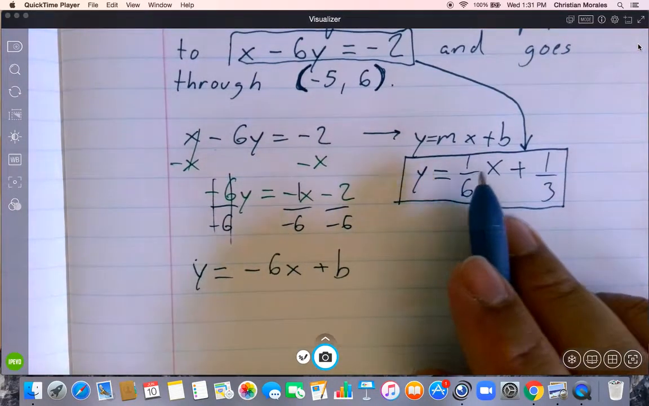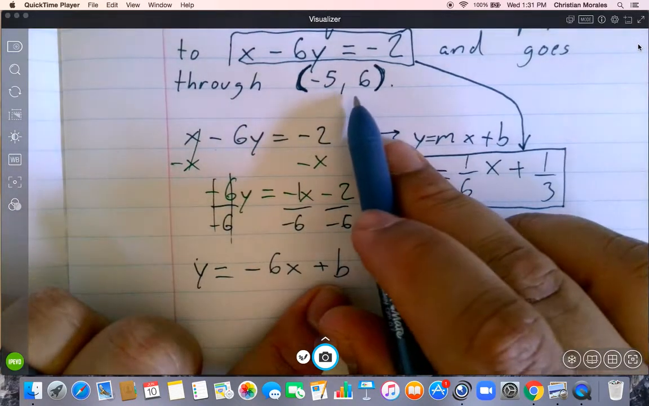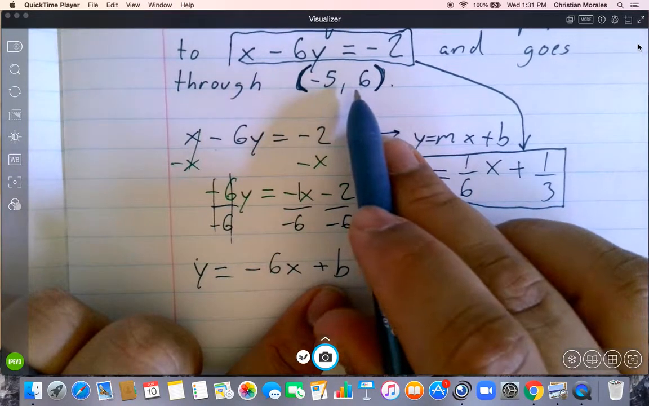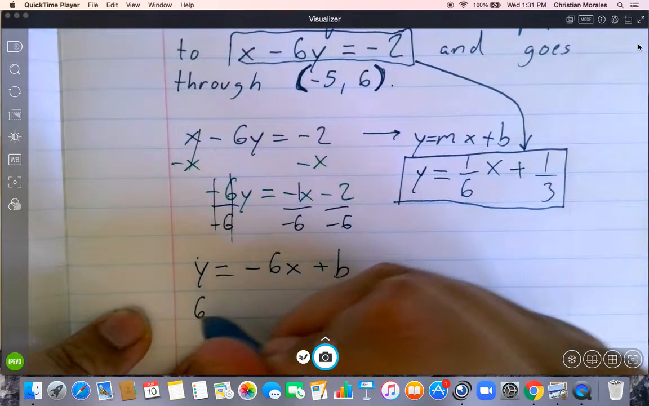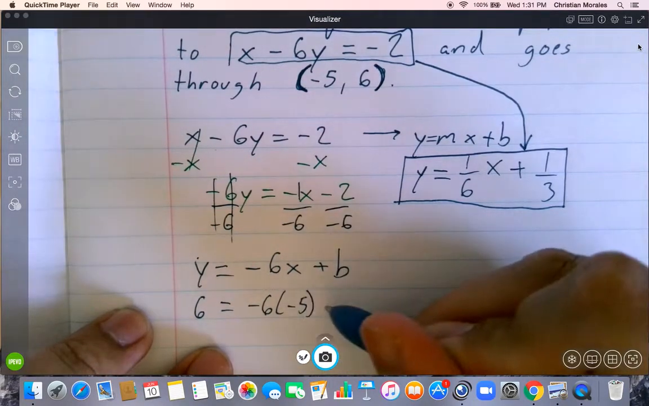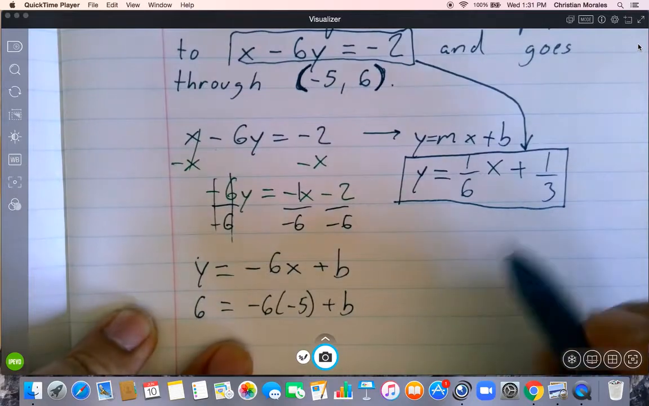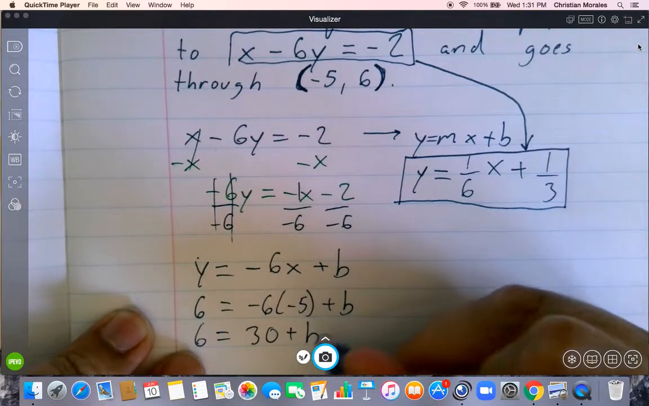-6 over 1 is the negative reciprocal of this. Now, to find my b, I'm going to use these points right here. I'm going to plug in these points to find my y-intercept. So I'm going to plug in 6 over here and -5 over here. Multiply those two, I get 30 plus b.